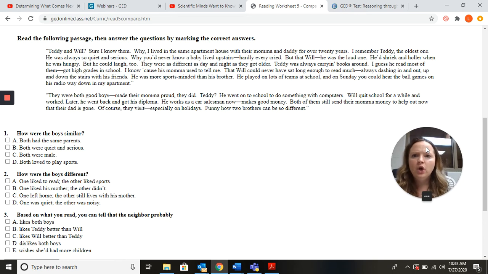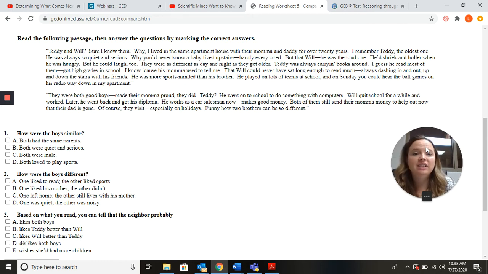Sure, I know them. I lived in the same apartment house with their mama and daddy for over 20 years. I remember Teddy, the oldest one. He was always so quiet and serious. Why, you'd never know a baby lived upstairs, hardly ever cried. But that Will, he was the loud one. He'd shriek and holler when he was hungry. But he could laugh too. They were as different as day and night.